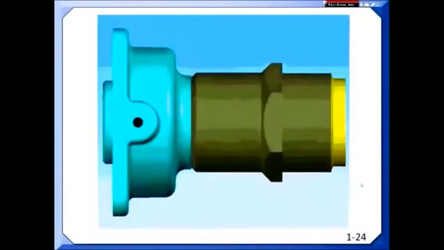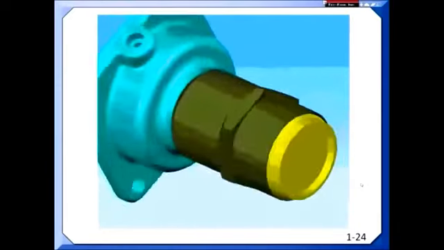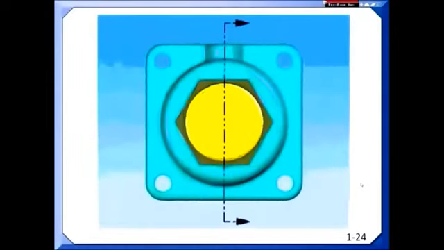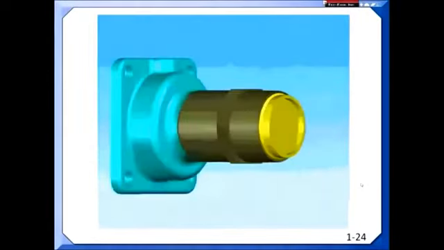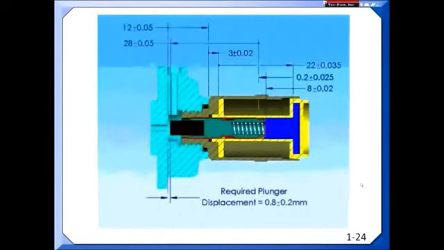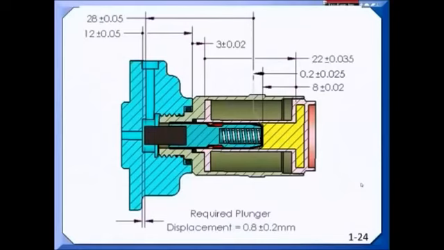Throughout our training materials and our PowerPoint, we use real applications. This is an example of a fuel valve. It's a real fuel valve. And we show the importance of selecting your datum features in an order that reduces the number of tolerances in your assembly. And here's an example of a tolerance analysis that we illustrate.